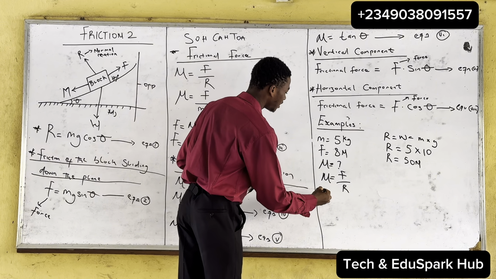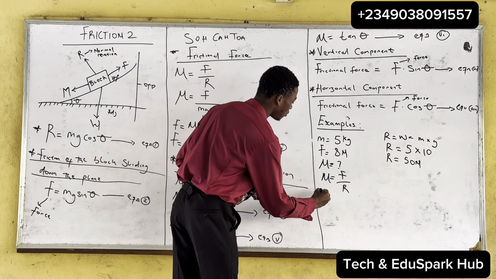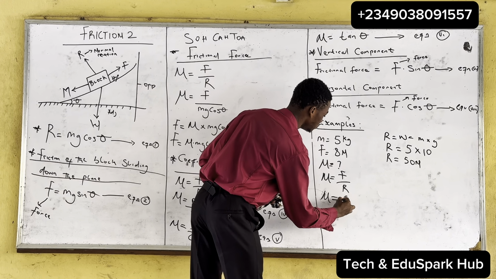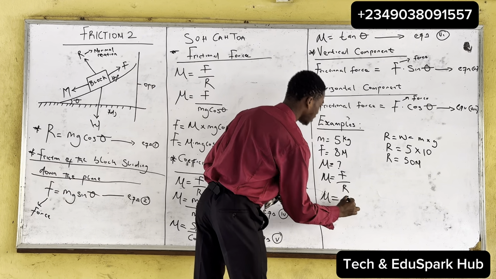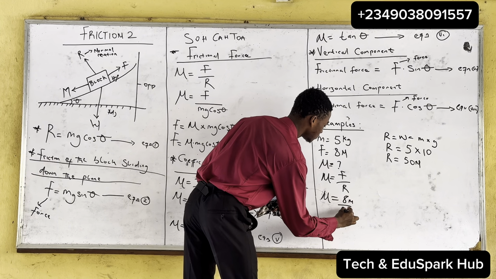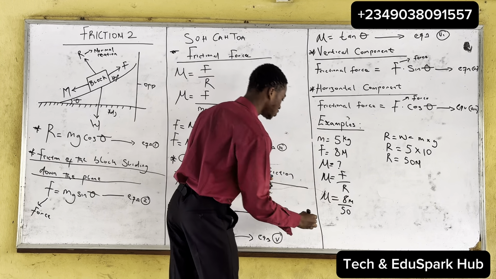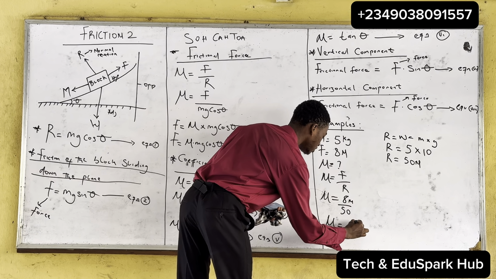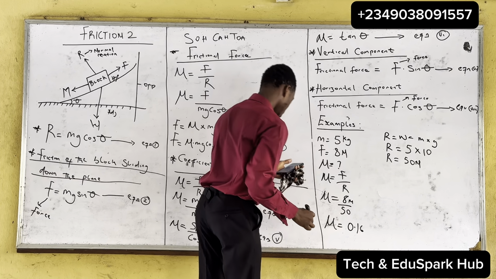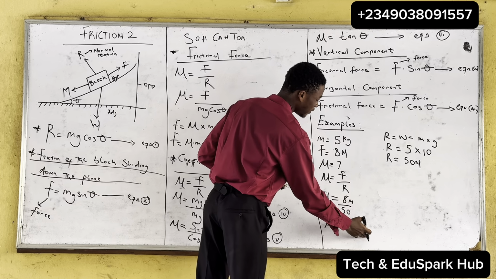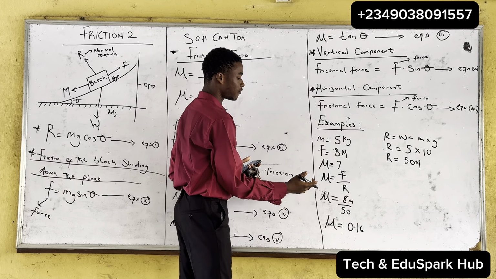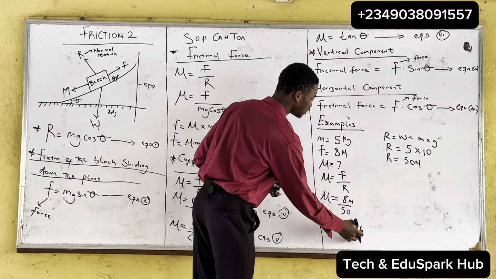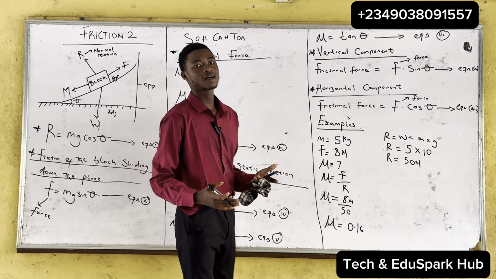Now that we have gotten our normal reaction, we can say our mu, the coefficient of static friction, is equal to our frictional force, 8 Newton, divided by our normal reaction, 50. So our coefficient of static friction will be mu equal to 0.16. The coefficient of static friction doesn't have any units, and this is given as our final answer to questions of this type. So our mu is equal to 0.16.